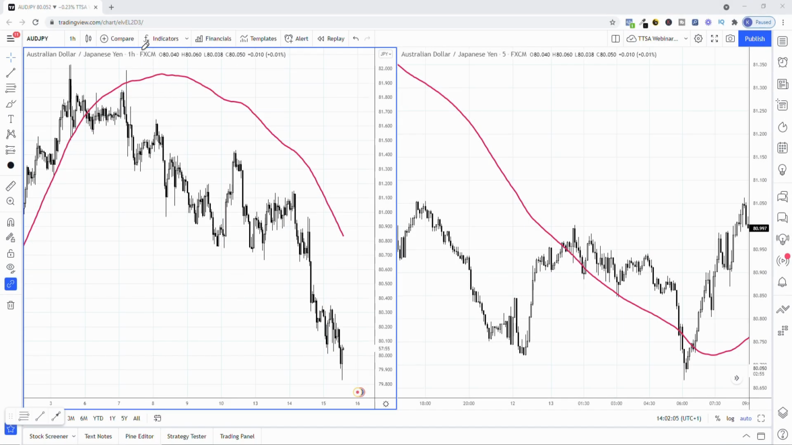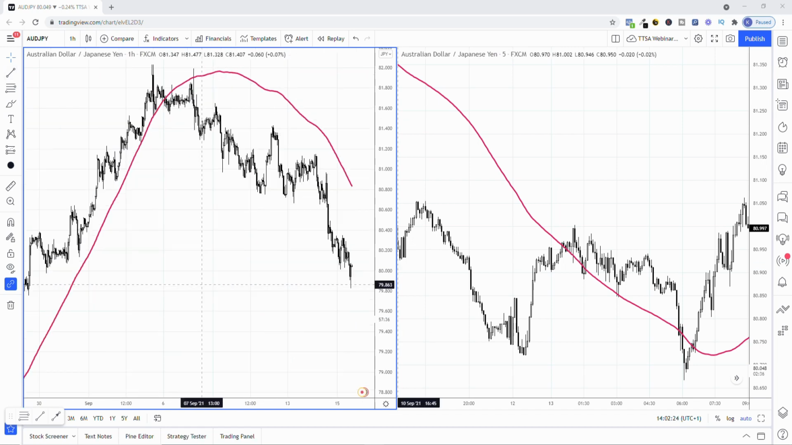Okay, so here we've got the 1 hour time frame on the left and the 5 minute time frame on the right. On the 1 hour time frame, first of all, we've got the regression line going downwards. That's point number one that we need. So we're looking at a short bias.